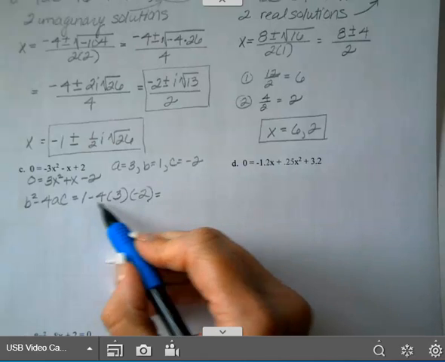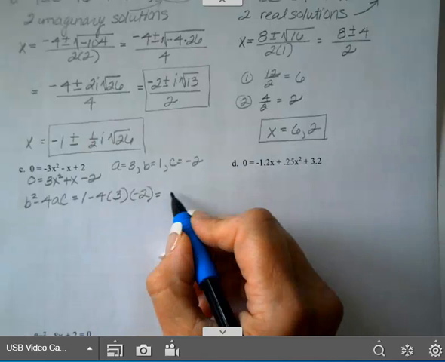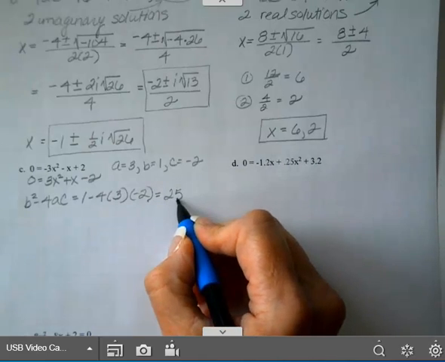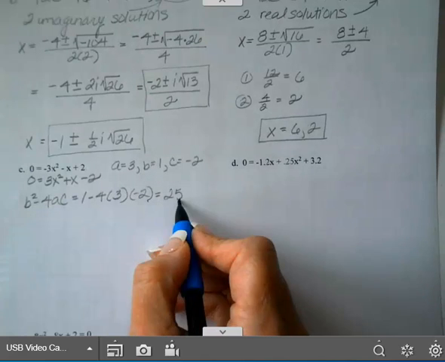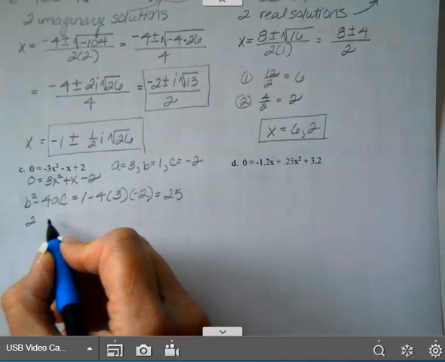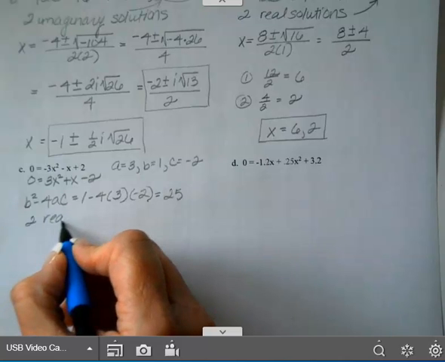When you simplify this, that's going to give you 25. And 25 is positive, so that means that there are two real solutions.